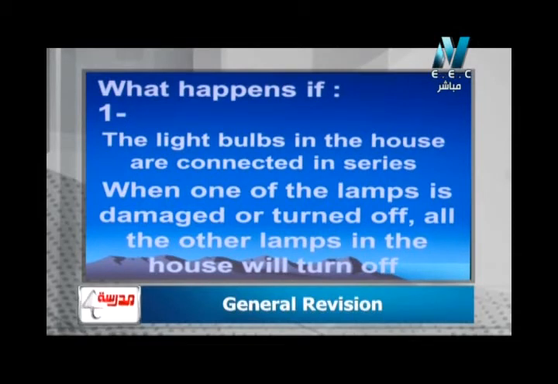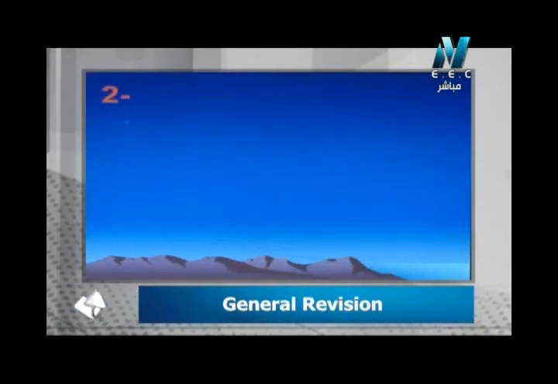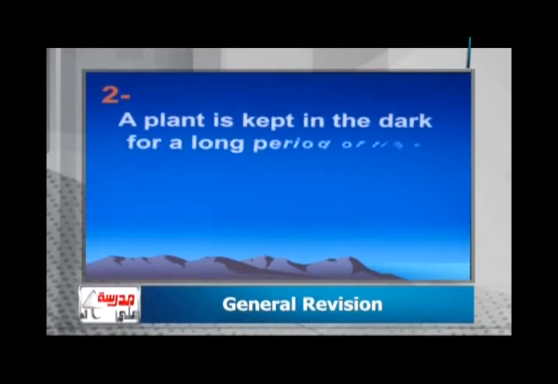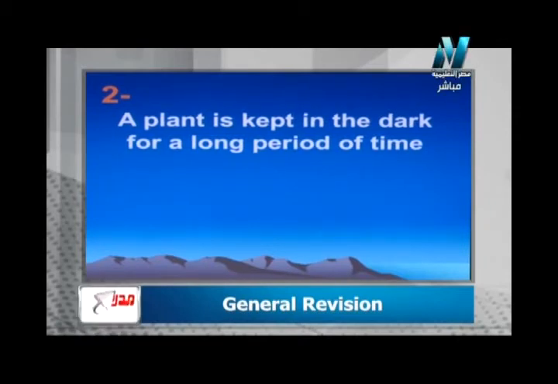Again, what happened if the light bulbs in the house are connected in series? When one of the lamps is damaged or turned off, all the other lamps in the house will turn off. Another question of what happened again. A plant is kept in the dark for a long period of time. What happened if a plant is kept in the dark for a long period of time؟ اللي يحصل لو في plant حبسناه أو حطيناه فترة طويلة في الظلام ما تعرضش لللايت.